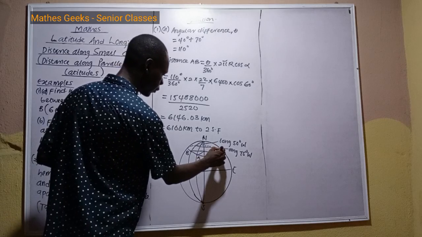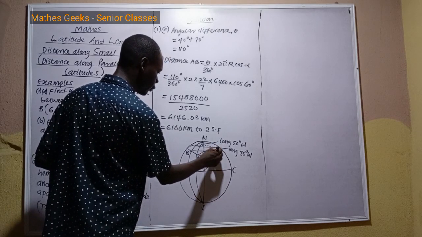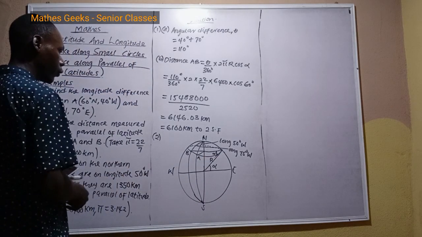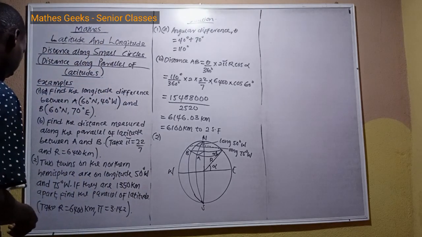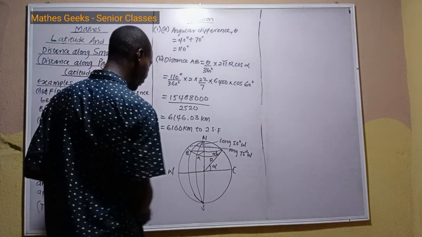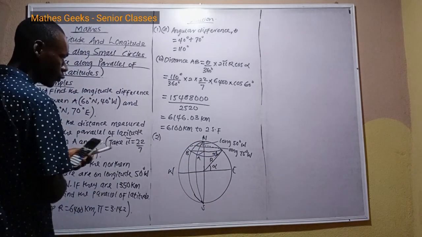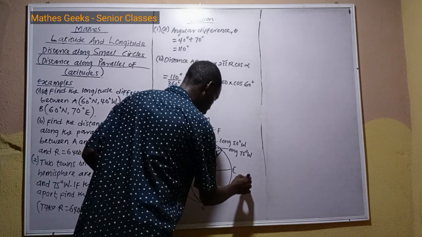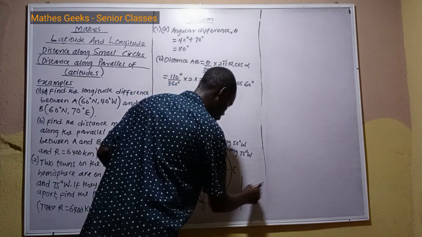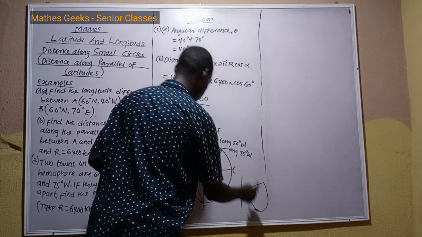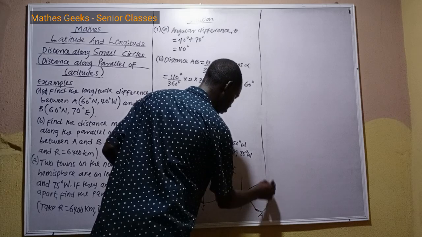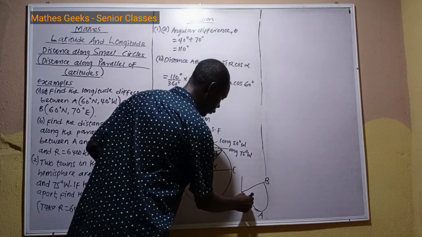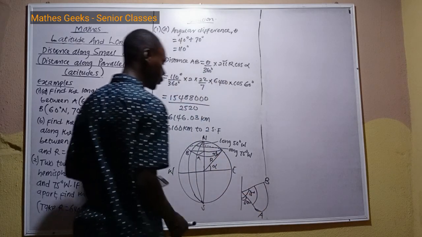Let's call this angle alpha, with the radius of the earth. The question says we should look for the parallel of latitude as the angle, so we're going to look for alpha. So what we have here is this shape. E is at 50 degrees and B is at 75 degrees, both in the northern hemisphere.